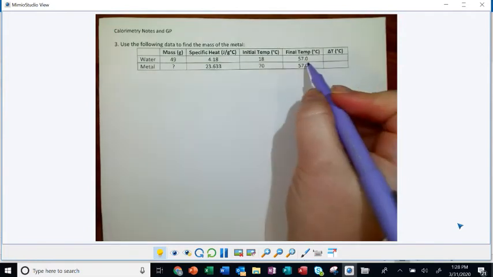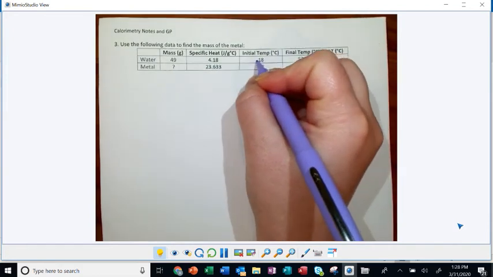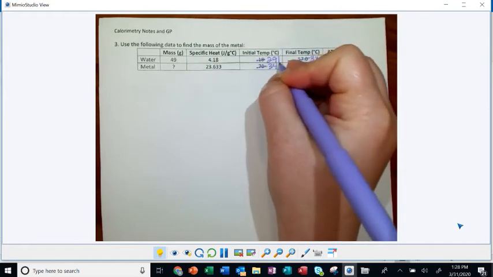We're going to go ahead and change these temperatures again by adding 273 to them. So 18 plus 273 gives 291. 57 plus 273 gives us 330. And then 70 plus 273 gives us 343. Again, the final temperature must be the same for the metal and for the water.